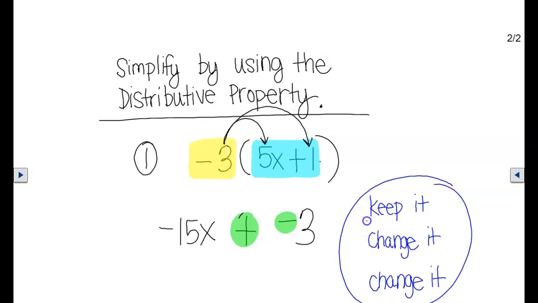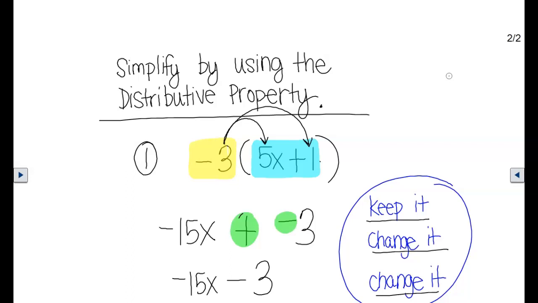Now here's what this refers to. The keep it refers to the very first thing in the problem, which is negative 15x. So I'm going to keep that, negative 15x. Change it. My first change it refers to the next thing in the problem, which is this plus sign. So I'm going to change it to the opposite. The opposite of plus is minus. So I'm going to make that a minus sign. And then my last change it refers to the last thing in my problem, which happens to be a negative 3. And again, I want to change that to the opposite. So the opposite of a negative 3 is a positive 3.